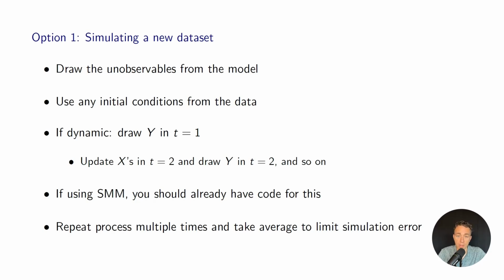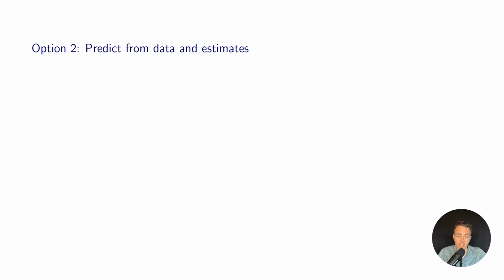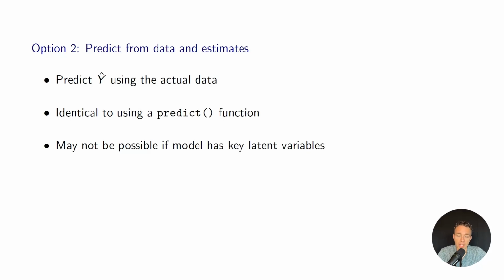So that's option 1. And then option 2, we can just take our data, apply our estimates to it, get y hat. And so that's basically what we would do if we had a linear regression model, for example. And the main point here is that if our model has lots of latent variables, we're not going to be able to do this because we need to simulate those latent variables. That's the only way that we can see them for the purpose of producing outcome variables from our model.